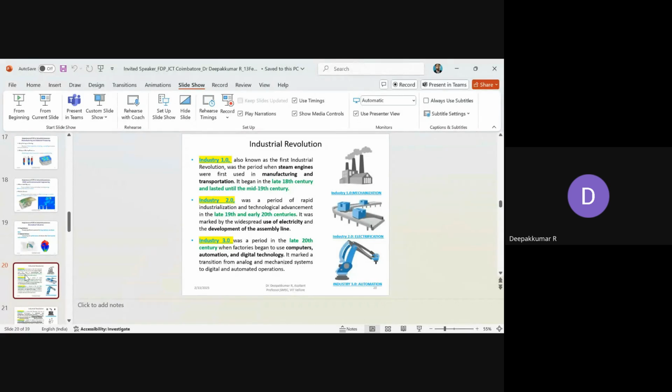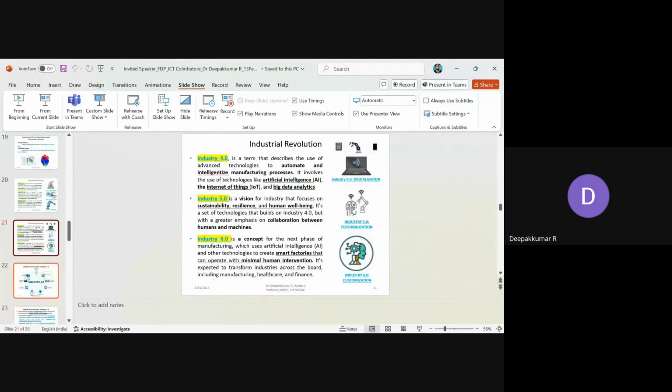It began in the late 18th century. In the second, Industry 2.0, also known as the second Industrial Revolution, there was a period of rapid industrialization, and we can simply call it electrification, where the development of the assembly line was formed. And Industry 3.0, generally called automation, is also known as the third industrial revolution. It was developed in the late 20th century, and with the help of computers, automation was developed and digital technology was used. And right now we are in Industry 4.0.